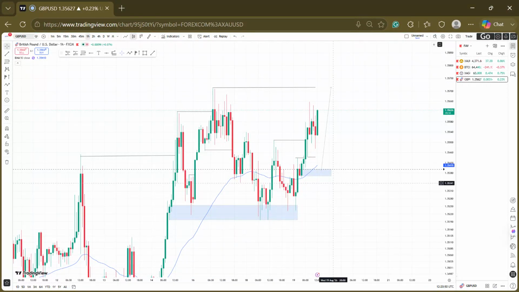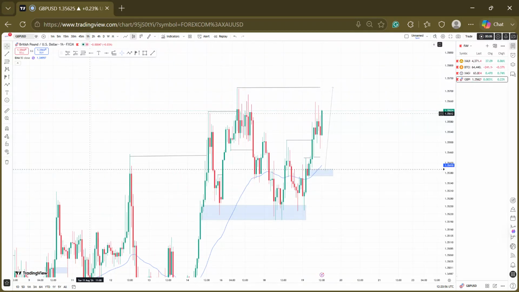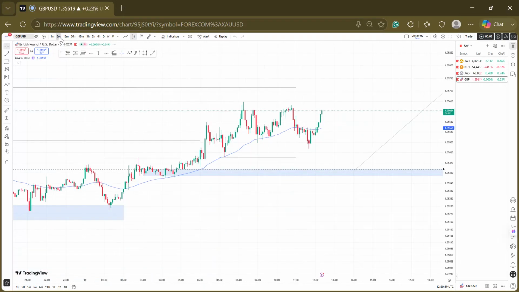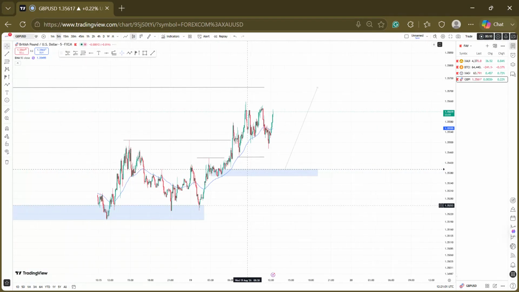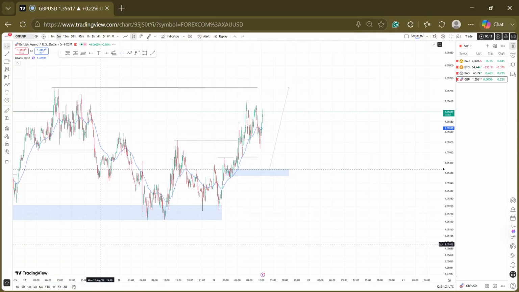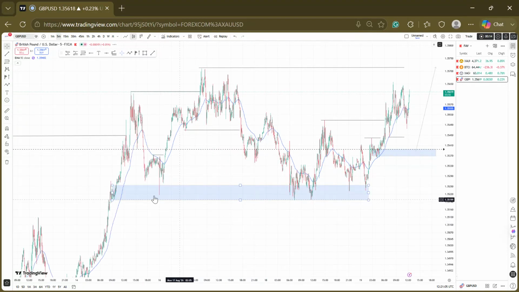So guys, this is GBP USD, and this is my bias on this trade now. When you come to 5 minutes, there's something you will realize at this point. You realize that the price came to respect another block. This was another block that was respected around the zone.